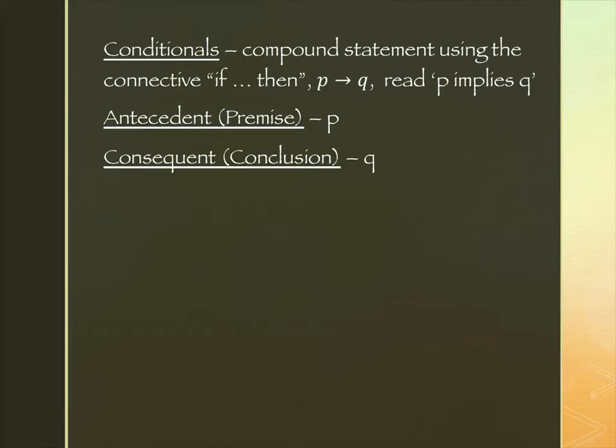The P at the beginning has a couple of different names. Sometimes it's called the antecedent, or sometimes the premise. Q, the resulting statement, is called the consequent or the conclusion.